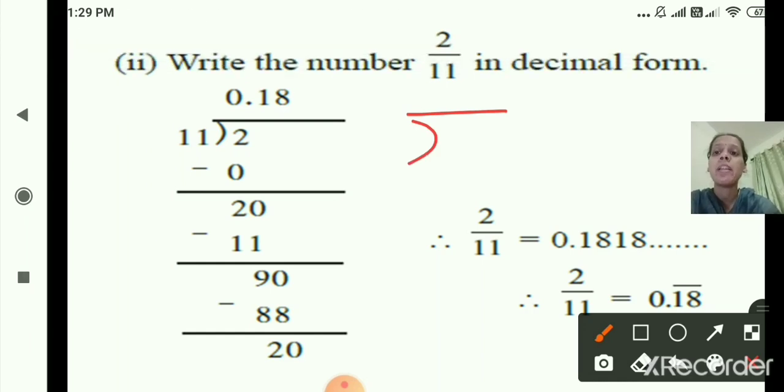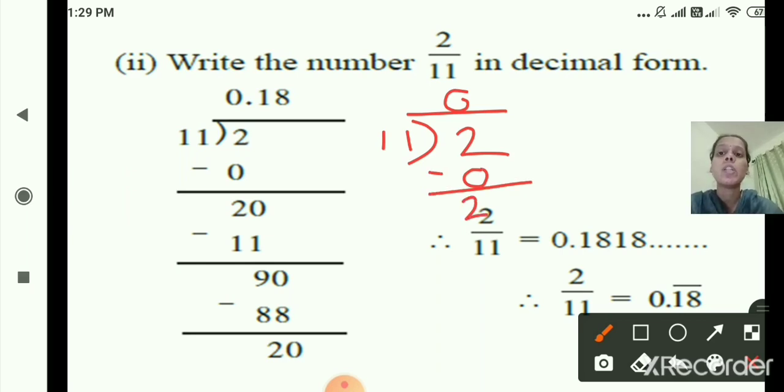2 divided by 11, here it is 11. Now 2, we cannot divide it by 11, right? So first step is, you will write down here 0, then 2 minus 0 is 2. Now 2 is not divisible by 11, so here we will put a decimal point and add a 0. Now 11 ones are 11, right? So 20 minus 11 is 9. Again 9, we cannot divide it by 11, so put here 0, and 11 8s are 88.